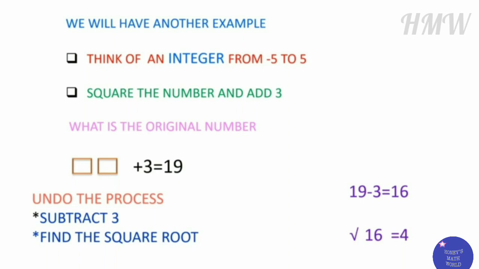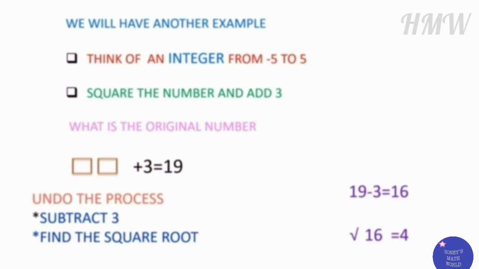That means we are taking the same domain. Square the number and add 3 to it. Suppose the output is 19. What is the original number? How do you find that original number now? So we have to reverse the process.